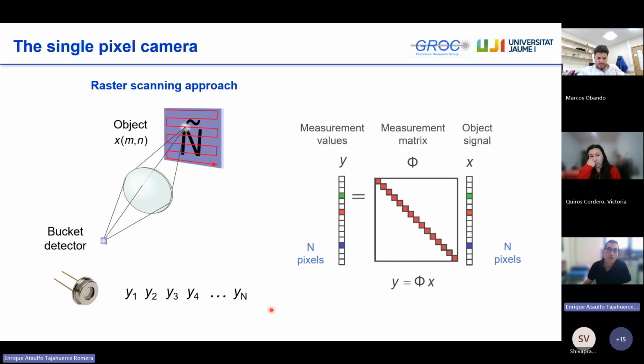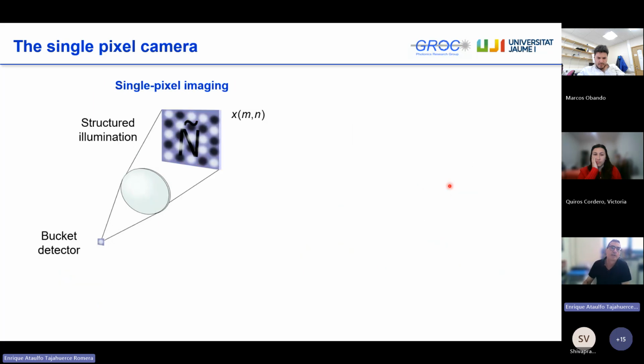It's interesting to recognize that mathematically the measurement matrix is the same. It's again diagonal, because each point of the object corresponds to one point of the image. And this makes it very important not to lose any measurement. We need to scan the whole object. But this is not what people usually call single pixel imaging.